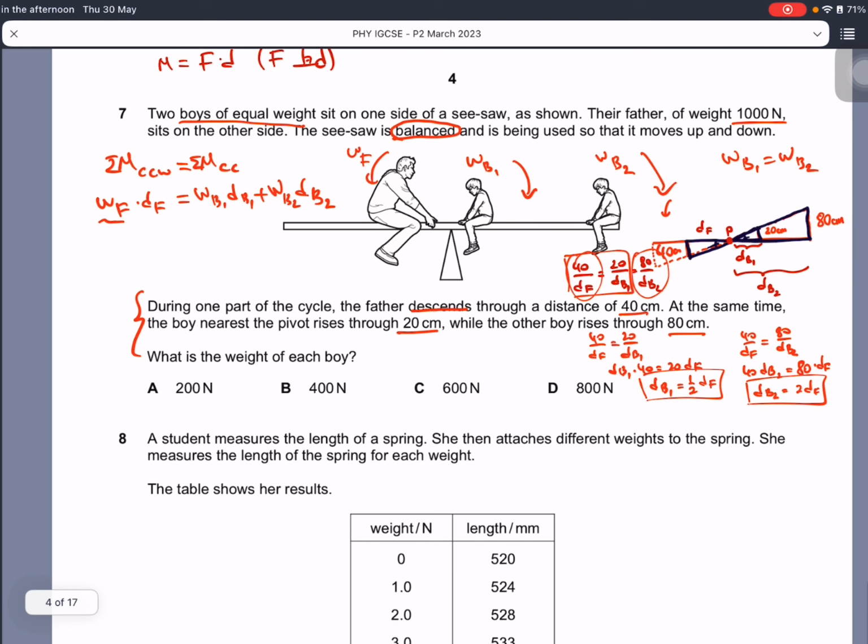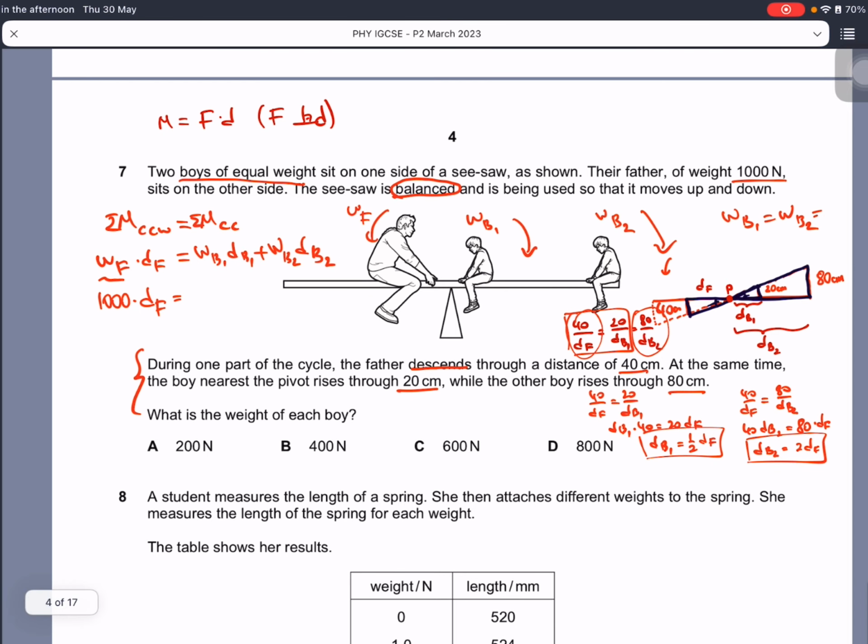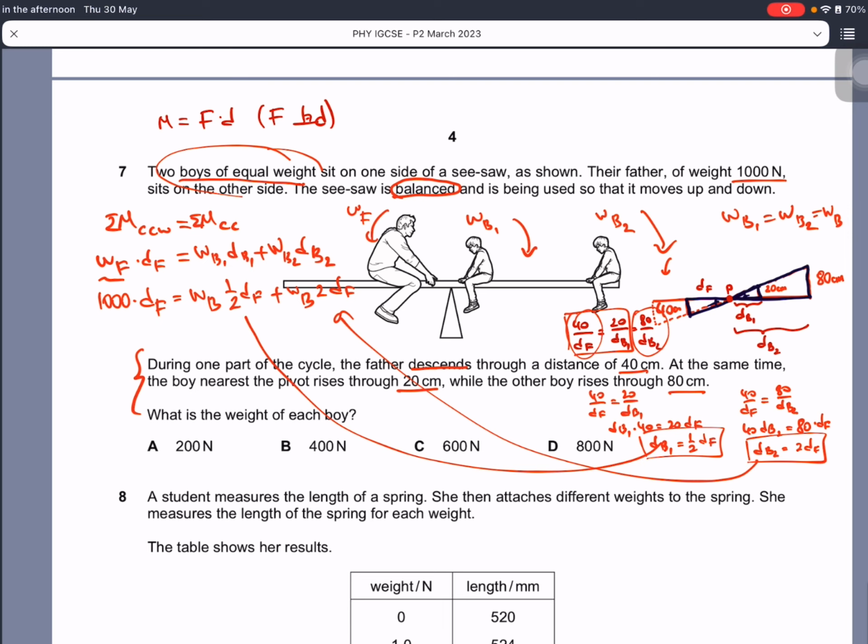What did we say? The weight of the father is given, 1000 times d father, equals the weight of boy 1. Can we just say all of them are just the weight of the boys, because they're equal? It's stated here. So W_B times the distance of boy 1, but the distances are not equal. We just found one half d father, plus, again the weights are the same, W_B times the distance of boy 2, which is 2 d father.